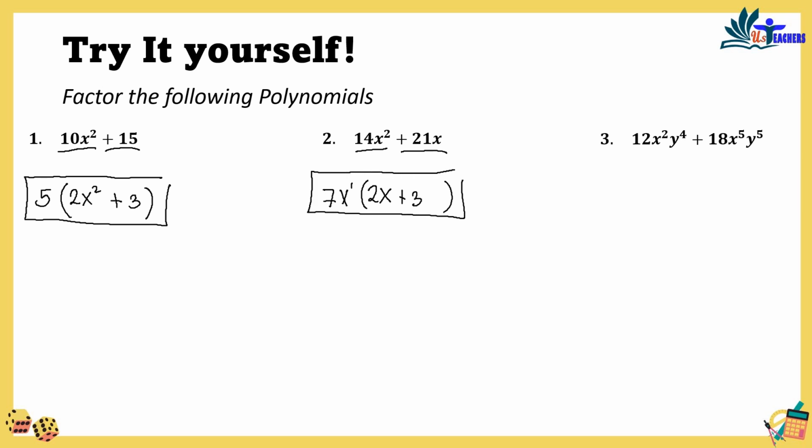Number 3. What is the GCF of 12 and 18? So, the GCF of 12 and 18 is 6. Now, alin yung magkakaparehas? So, we have here x, parehas yung x. So, ang pinakamababa is x squared. So, yun yung kukunin natin, x squared. Now, sa y naman, we have y raised to 4 and y raised to 5. So, yung pinakamababa ay y raised to 4. So, yun yung kukunin natin.